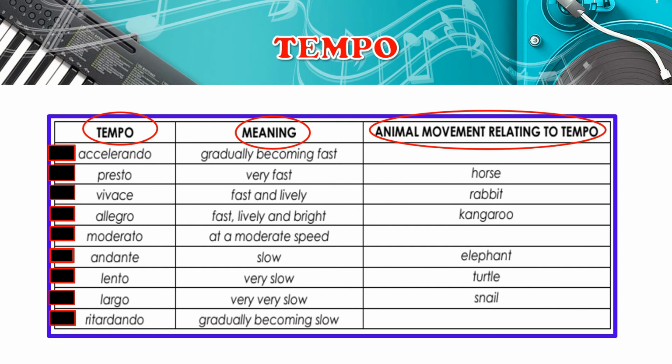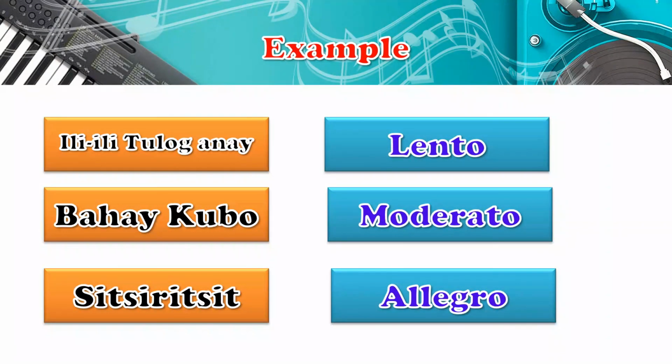Again, what are those tempo? We have accelerando, presto, vivace, allegro, moderato, andante, lento, largo, and ritardando. Examples of songs that have these kinds of tempo: Ili-ili tulog anay means the tempo is lento.